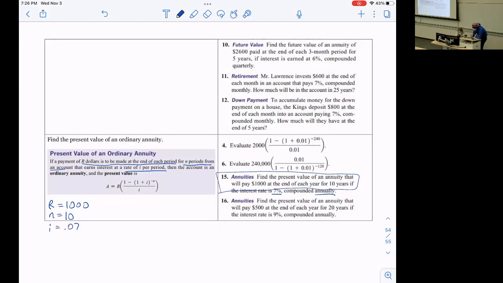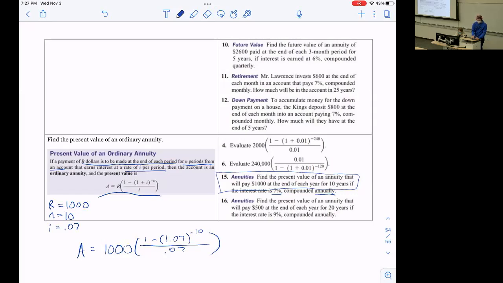Now, we know all these, so we can just plug them into this formula we're given down here. We have A is equal to R, which is 1,000, times 1 minus 1 plus I, which is 0.07, so 1.07, to the negative 10, all over 0.07. And that I would plug into your calculator.